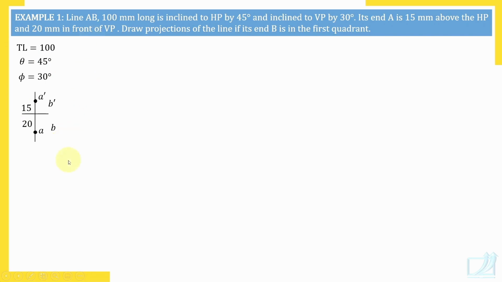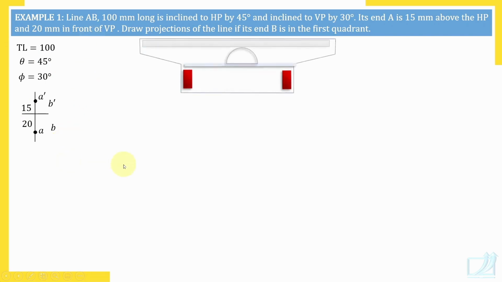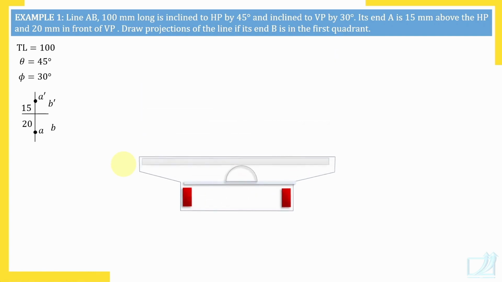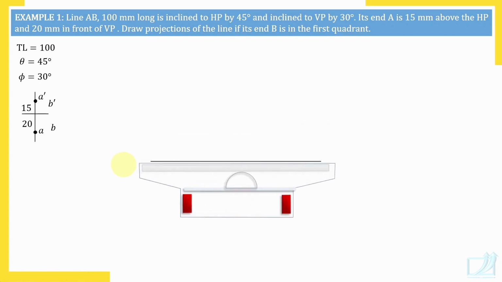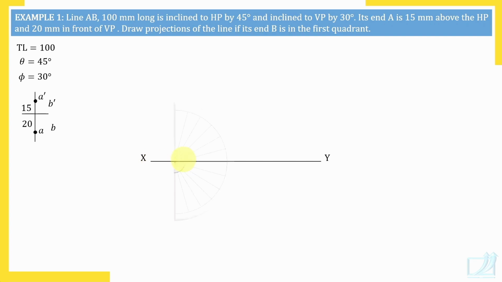Now start drawing. Set the roller with the XY line, and the very first line you will draw is the XY line. Label it immediately. Labeling is very important. Leave some space from the left end of the XY line and draw the projector of the reference point.